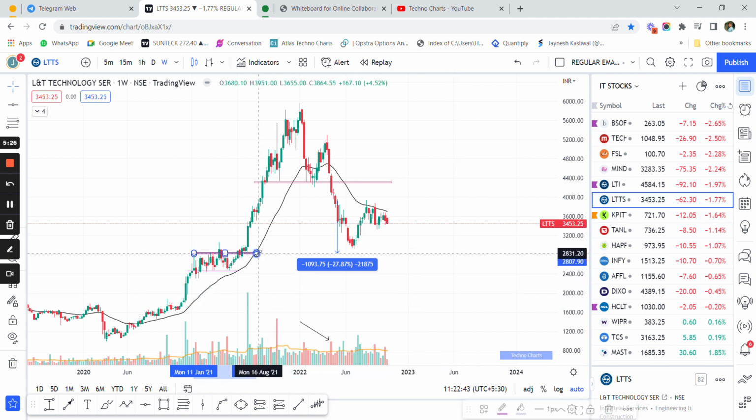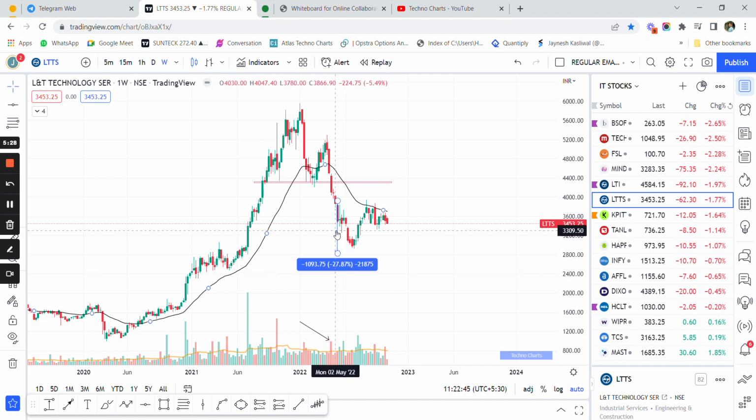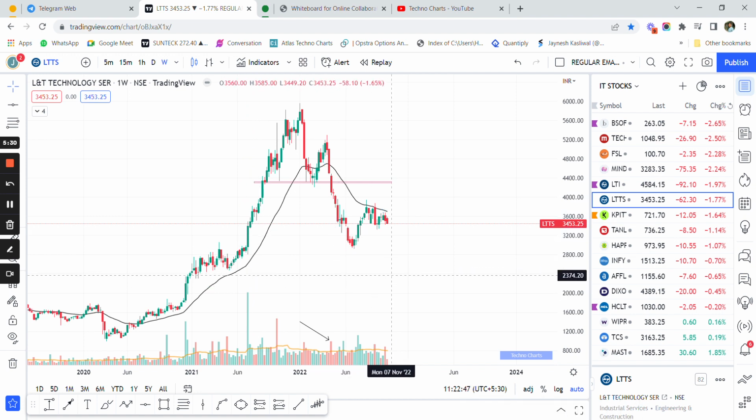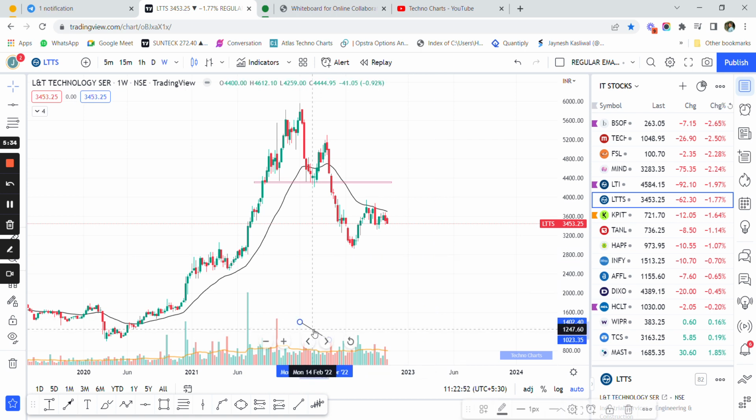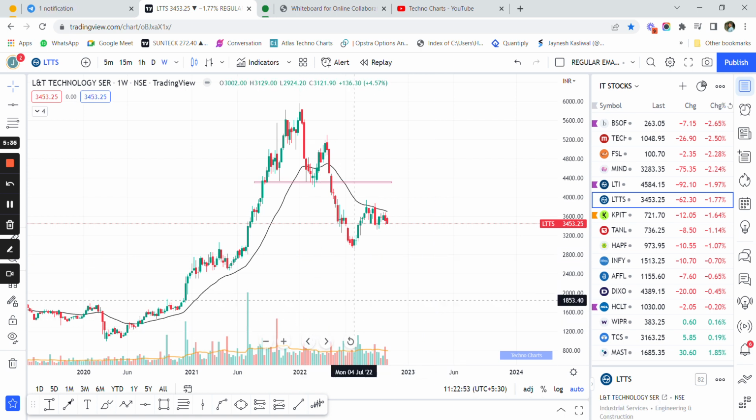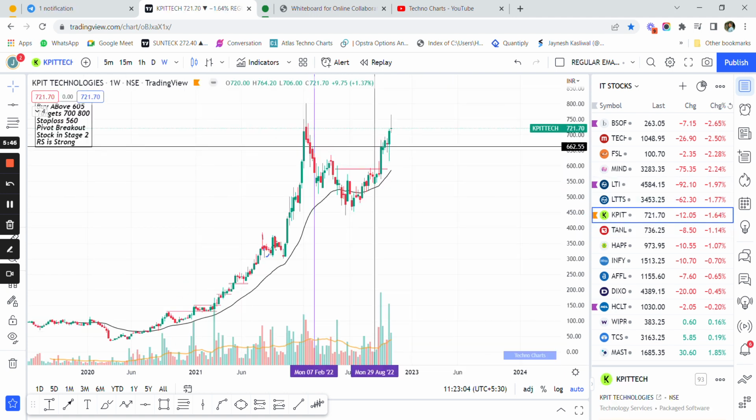Now if your view is really long term, then probably one may think of doing an SIP or buying the ITBs or something like that. But apart from that, I don't think there is any kind of scope here as of now if you look at the chart of IT indexes or IT stocks.